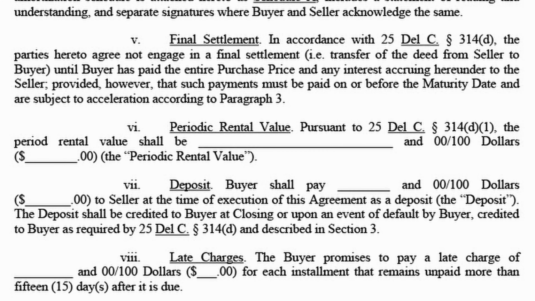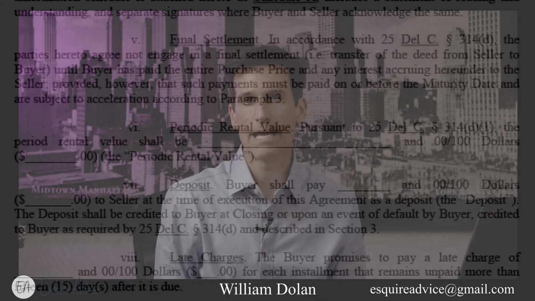This is where it starts to get a little tricky, right? So the Delaware Code says that you have to identify a rental value. All right, so why is that? The reason is if the buyer defaults and doesn't cure within 120 days of the default, then the matter automatically converts into a landlord-tenant matter, and the code provides that this agreement needs to predetermine what that rental payment will be if it in fact converts to a landlord-tenant matter. So you have to decide up front.